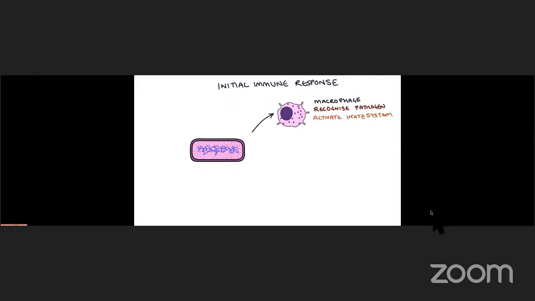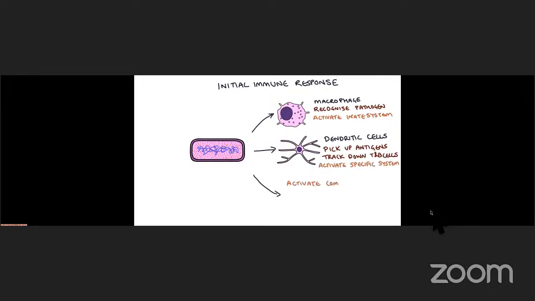Let's look at the initial responses of the immune system once an invading pathogen has broken through the physical and chemical barriers to infection. Three things happen. Number one, macrophages recognize the pathogen and activate the innate immune system. Number two, dendritic cells pick up antigens from the pathogen and then head off in the blood and lymphatic systems to track down the relevant T and B cells of the specific immune system and activate them. And number three, the invading pathogen activates the complement system directly via the lectin pathway and the alternative pathway, and we'll talk a bit more on those later.